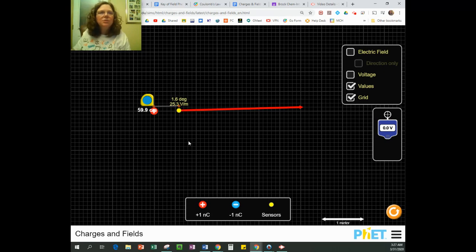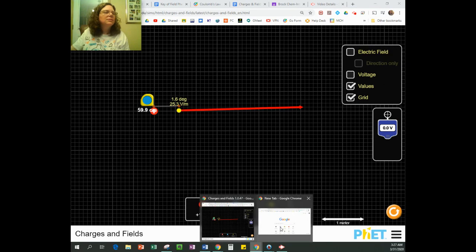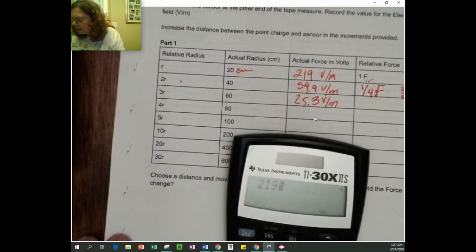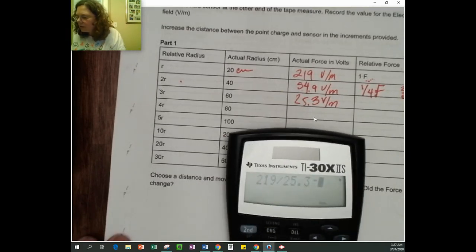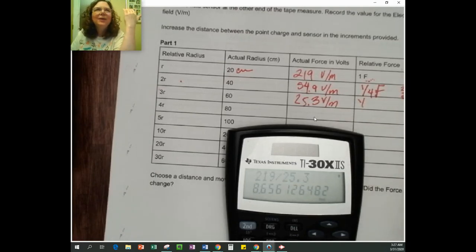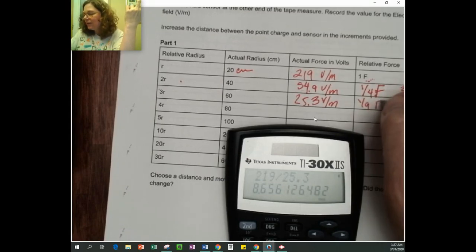Look, 219. All right, we get 25.3. We divide that into 219. We get 8.6. It's not exact, so we're just going to round it. That gives us 1/9 F.